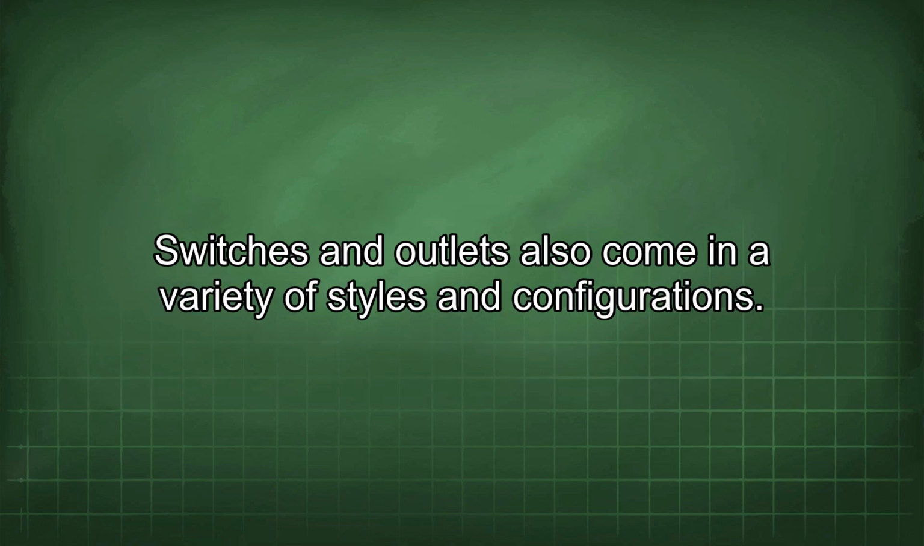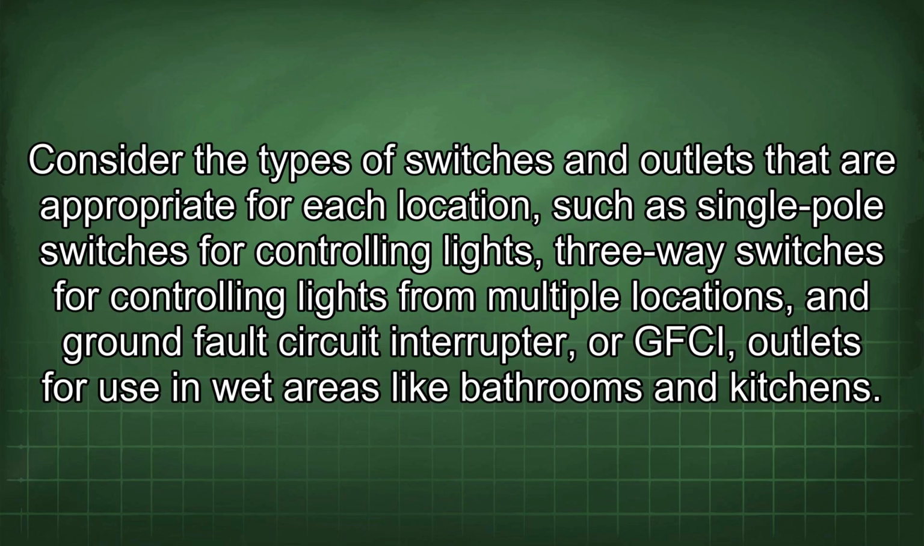Switches and outlets also come in a variety of styles and configurations. Consider the types of switches and outlets that are appropriate for each location, such as single-pole switches for controlling lights, three-way switches for controlling lights from multiple locations, and ground fault circuit interrupter, or GFCI, outlets for use in wet areas like bathrooms and kitchens.